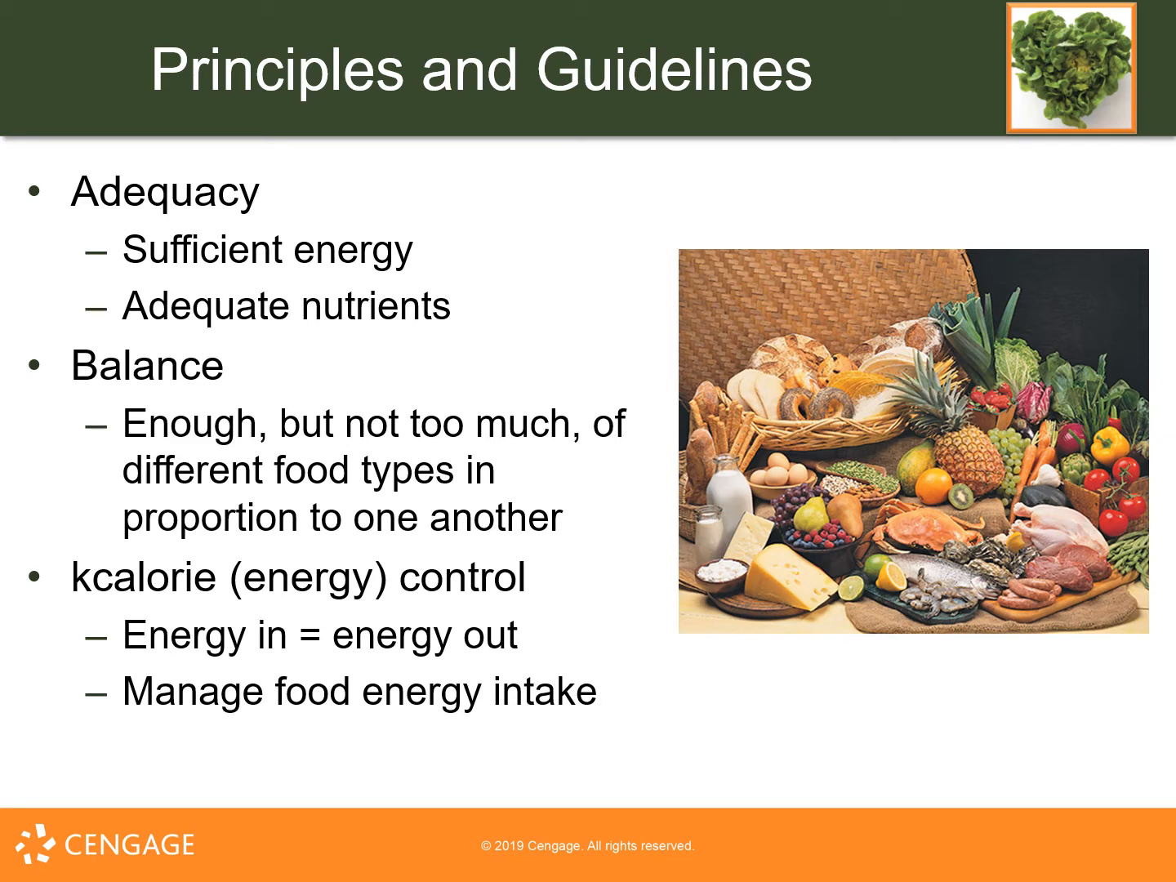Balance. Enough, but not too much of different food types. You need different foods to provide different nutrients. Examples. So meat might provide a good amount of iron, but it's low in calcium. And then you have milk, which is higher in calcium, but low in iron. So you need both in the diet.